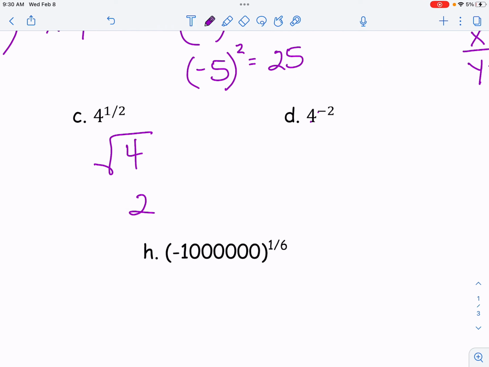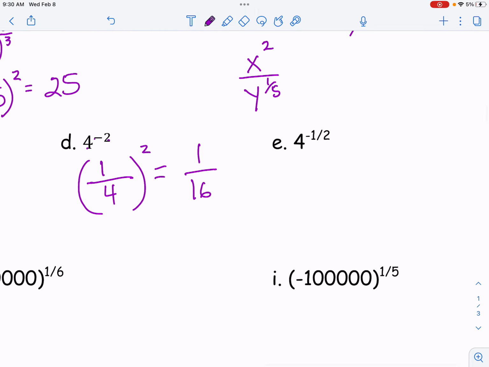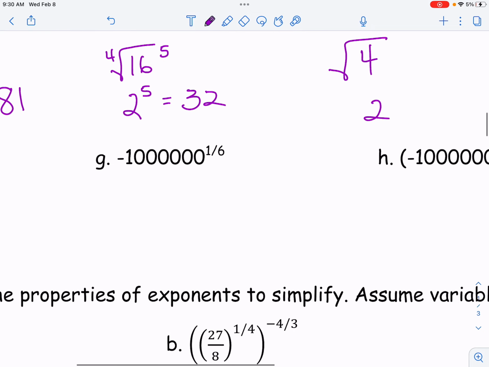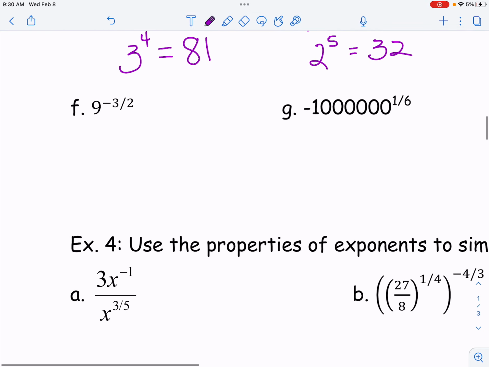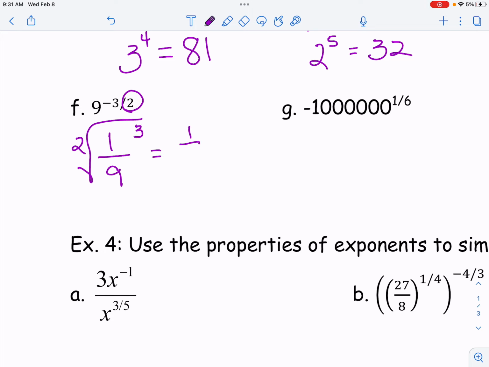This is 4 raised to the negative 2 power. It's a negative exponent, so I flip the base. I square it: 1 over 16. This is 4 to the negative 1/4. The base flips, taking the square root, 1/2. This is a negative exponent. I flip the base. I take the square root, and I'm going to cube it. So the square root of 1/9 is 1/3, cubed, 1 over 27.